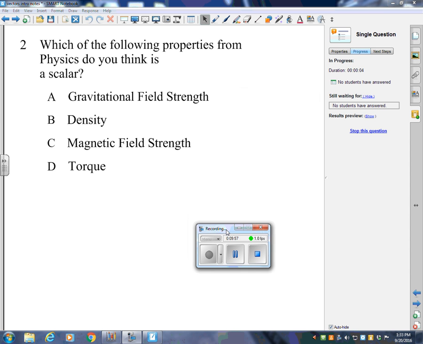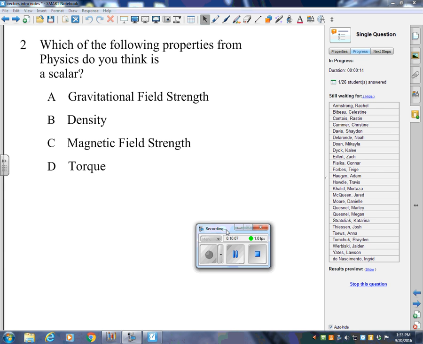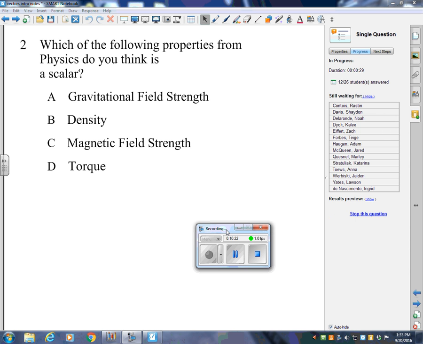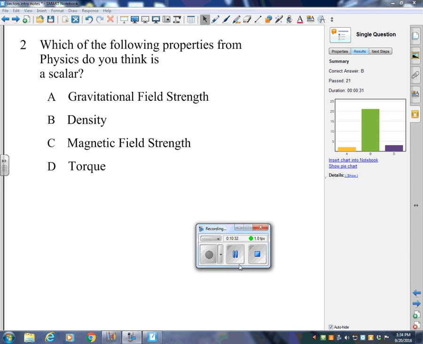So which of the following properties in physics do you think is a scalar? Three of them are vectors. One is a scalar. Which one is a scalar? Gravitational field strength, density, magnetic field strength, or torque? How do you know this question? Excellent. Punch it in. If you've been following along, it should be very simple. Correct answer is B. Well done.